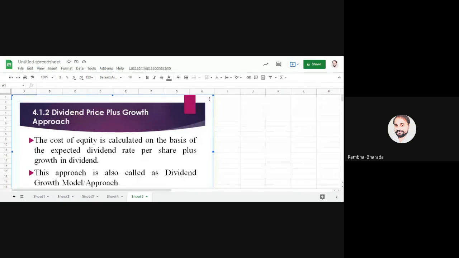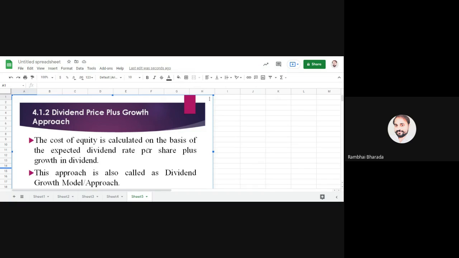The concept behind this method is that if a company is running efficiently, every year the company grows and the business will expand. As a company grows, the earnings or profits of the company will increase, and as profit increases, the company also increases the rate of dividend. Are we clear? As the company grows and the business expands, the earnings will increase, and when earnings increase, the dividend will also increase.